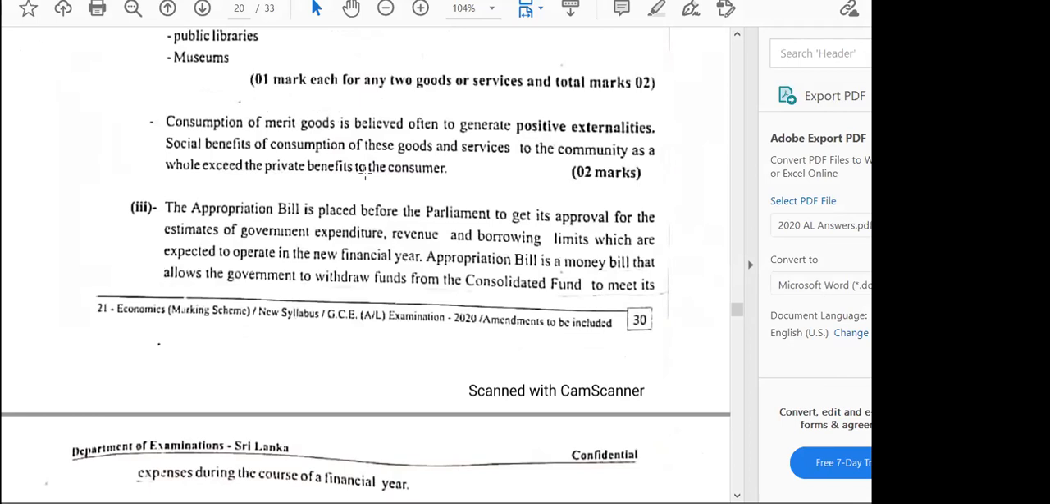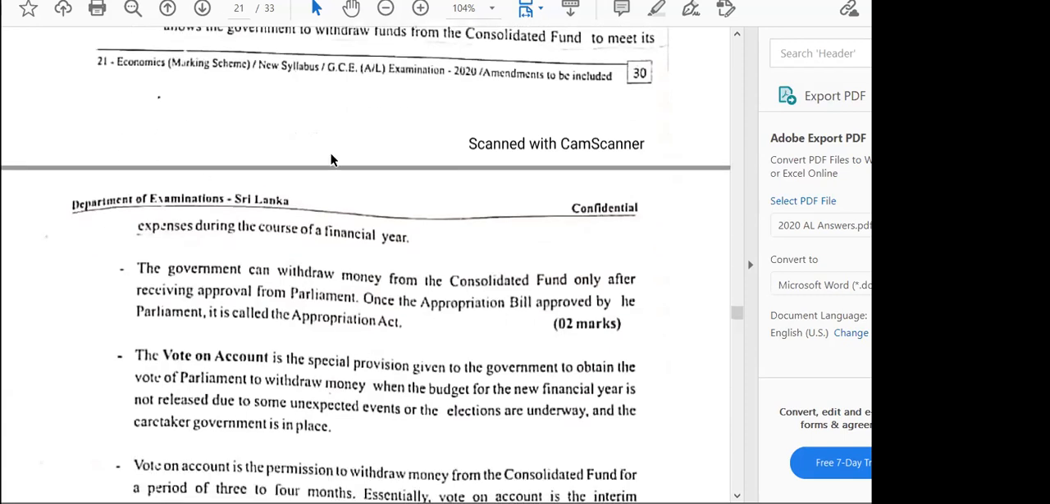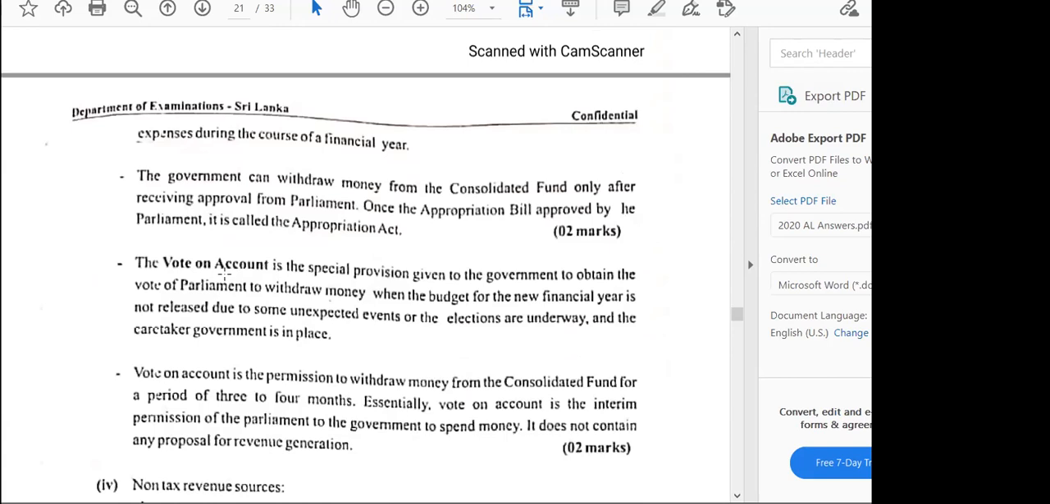Now, in a year of election and all of that, they will not have an appropriation bill. Now, this is what the finance minister comes and reads out, guys, right? He says our this department, this expenditure is there, this is the revenue, this is how we are going to finance our deficit, right? That is what you call an appropriation bill. It shows everything, right? But then what is a vote on account? The vote on account is usually a special provision given to the government to obtain the vote of parliament to withdraw money when the budget for the new financial year is not released due to some unexpected event, right? Maybe elections are underway or something.